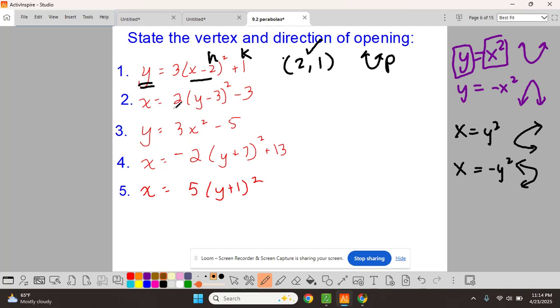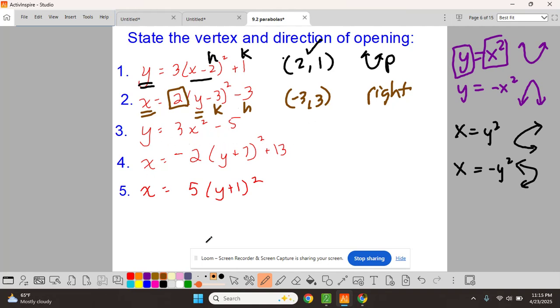Number 2, x equal to 2 times the quantity y minus 3 squared minus 3. This time, x is by itself, the one squared is y, so therefore it goes sideways. Since this is positive 2 here, it opens to the right side. So this opens to the right. But the vertex here will be negative 3, comma, positive 3. This is the h here, and this is the k now. Agree with that? Okay, good.